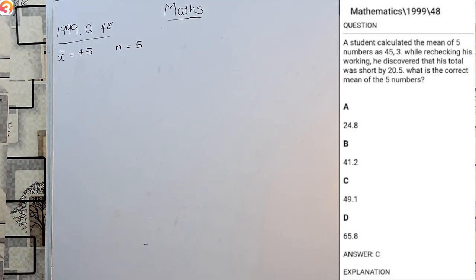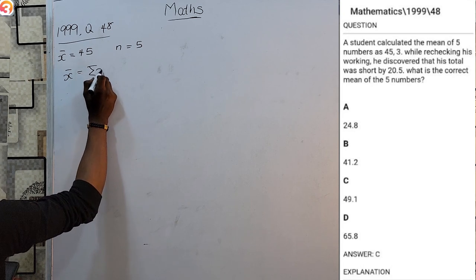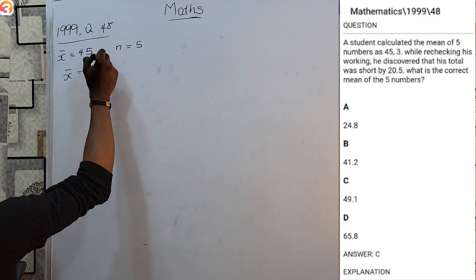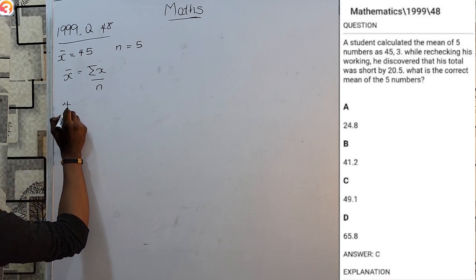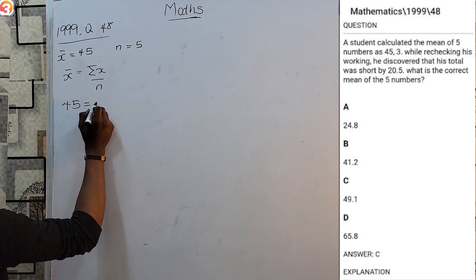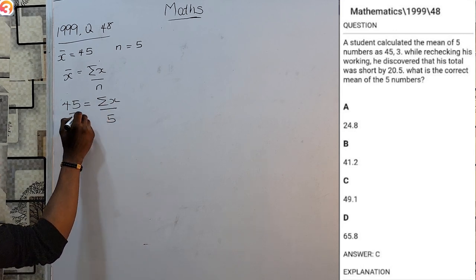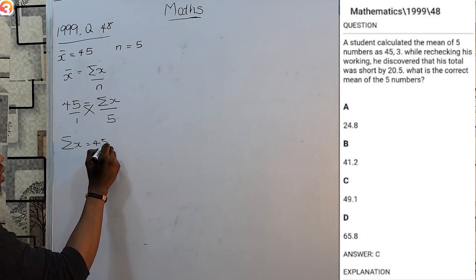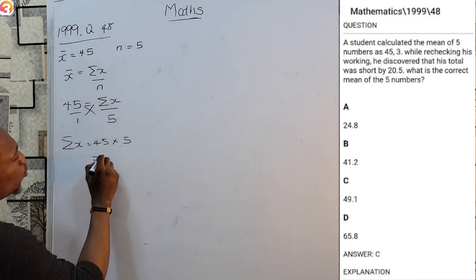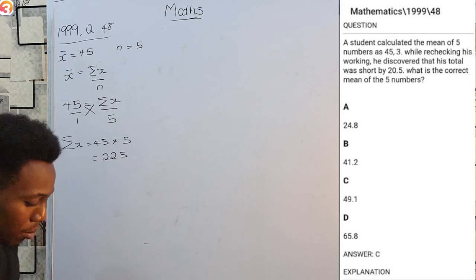Now, where does the total come in? If you remember, the mean is the sum of the numbers over the number of numbers. This sum of numbers is your total. That means in his calculation, for the mean to be 45, let's get the sum he must have used. If I cross multiply, that means the sum he must have used is 45 times 5, which is 225. So this is the sum he used in order to get 45 as the mean.